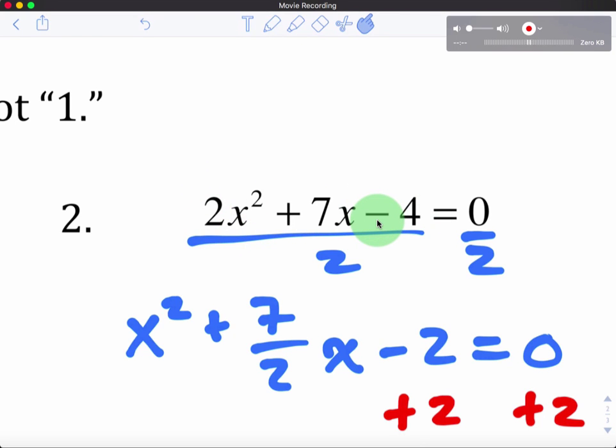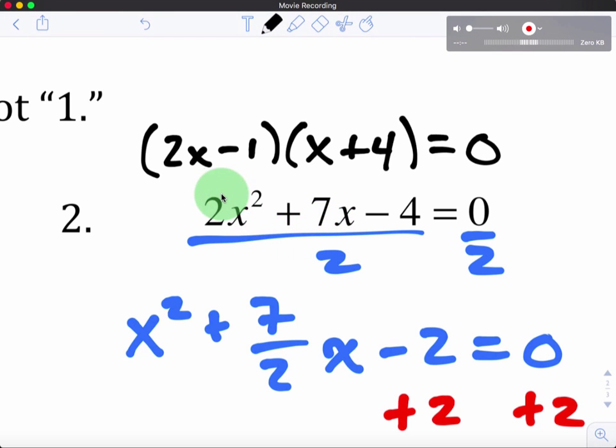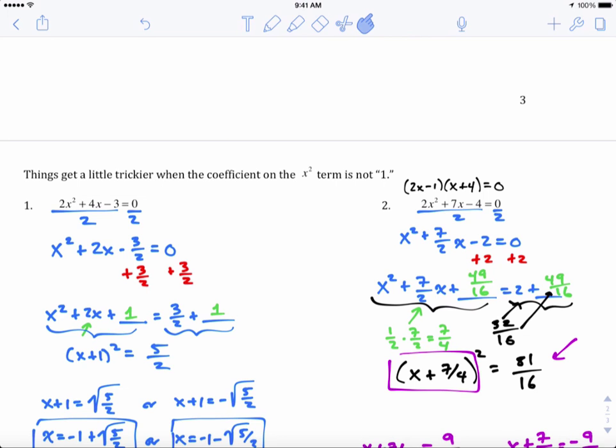2 times negative 4 is negative 8. Are there 2 factors of negative 8 that add to 7? Yes, there are indeed. And you know how this one actually factors? It factors as 2x minus 1 times the quantity of x plus 4. Could have solved this guy by factoring. But that's okay. I still wanted to show you a kind of complicated example using completing the square.